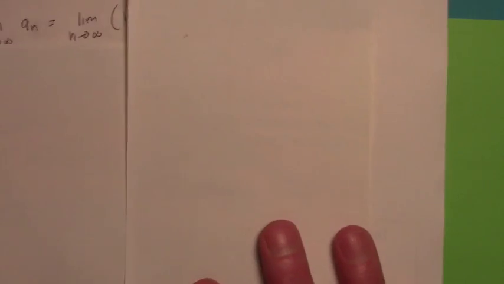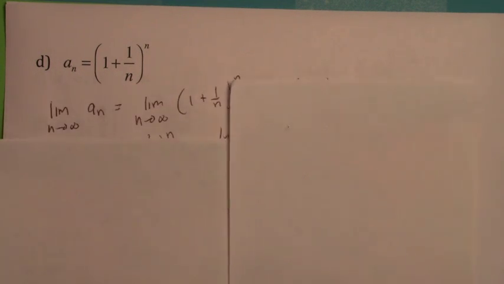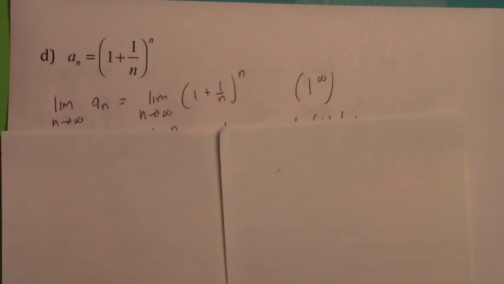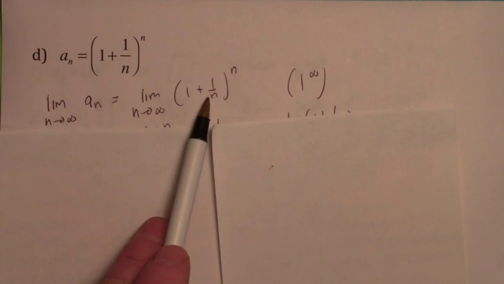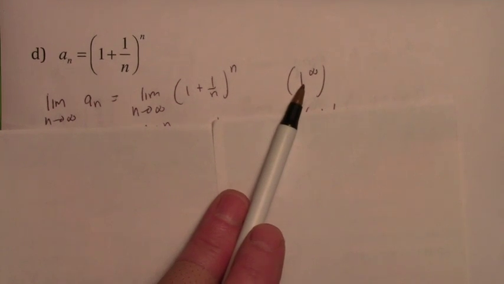Let's look at a few more sequences here. This one. If this is the nth term of the sequence, the question is, what is the limit as n goes to infinity? Well, the limit as n goes to infinity of a sub n, you might recognize this limit, by the way. But it has the form, the base is getting close to 1 and the exponent is getting close to infinity. 1 to the infinity is actually an indeterminate form.